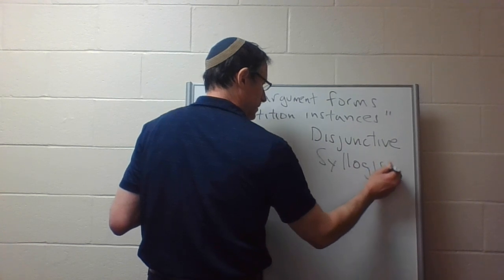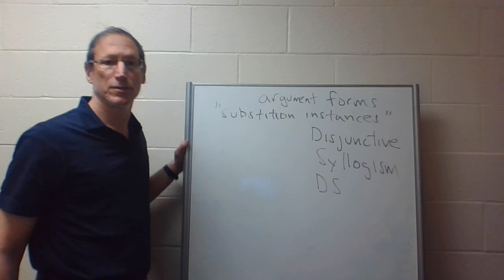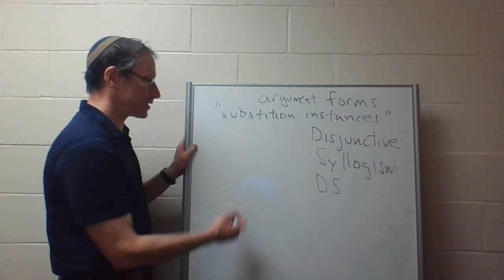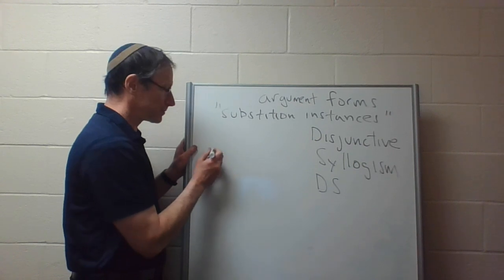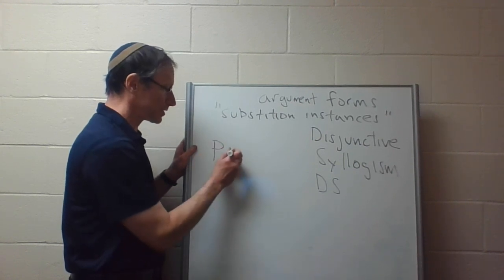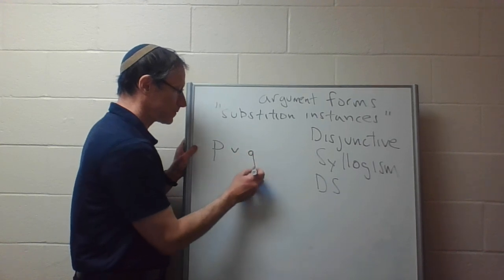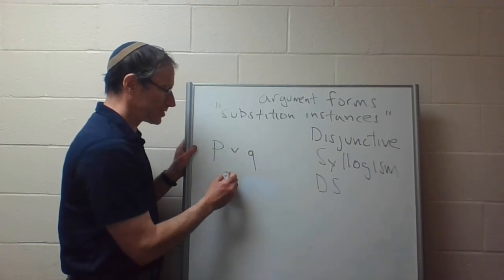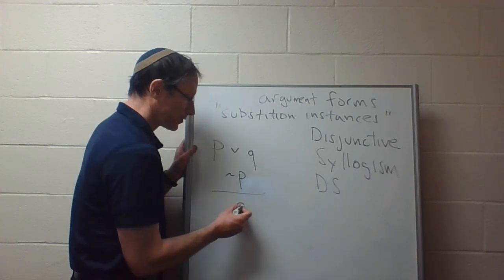Abbreviated by DS. So disjunctive syllogism goes like this. You have a disjunction, thus the name disjunctive syllogism. Suppose you have P wedge Q, and you have the negation of P, you can infer Q.